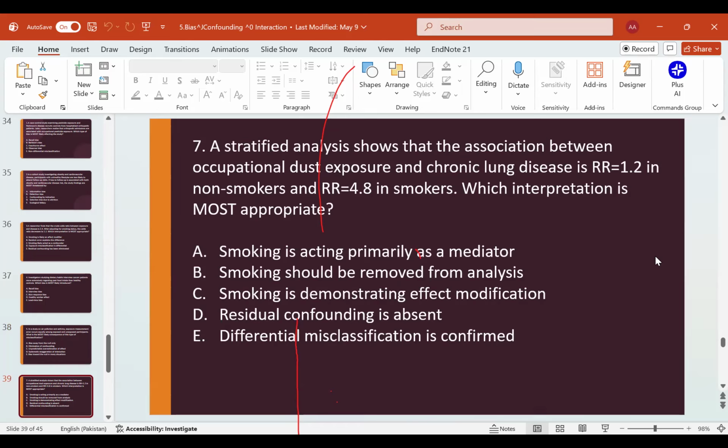A stratified analysis showed that the association between occupational dust exposure and chronic lung disease is a 1.2 risk ratio.